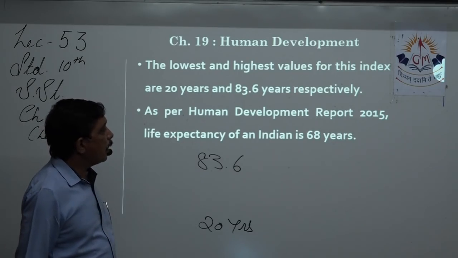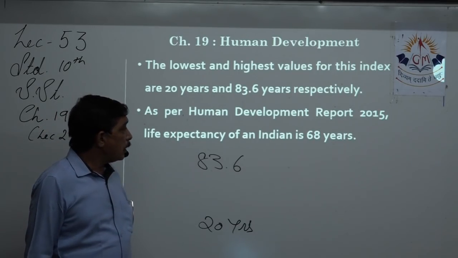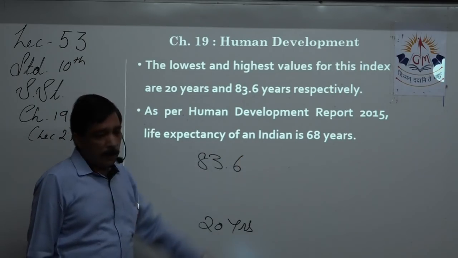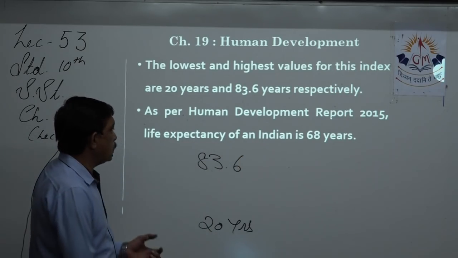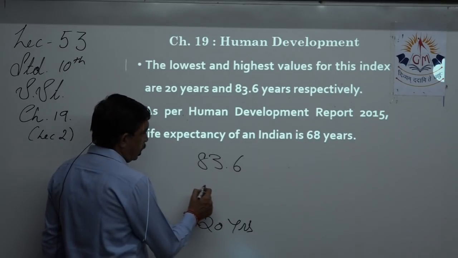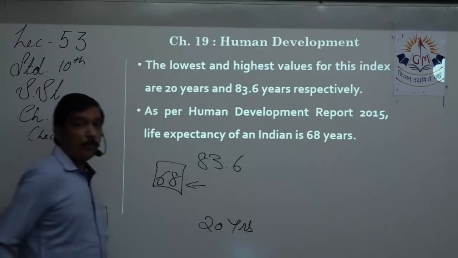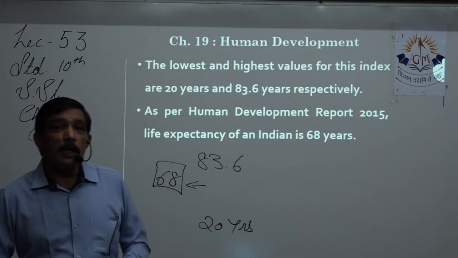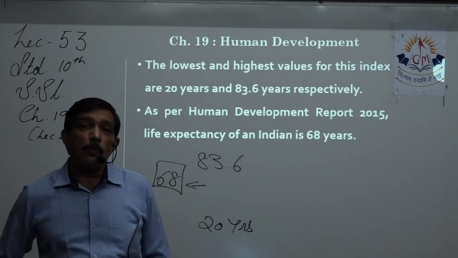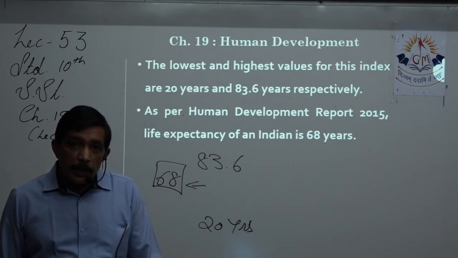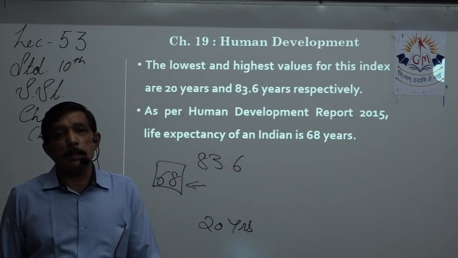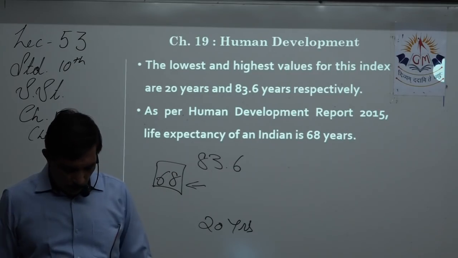As per Human Development Report 2005, life expectancy of an Indian is 68 years. They fall somewhere in the middle. 68 years, quite a good one. Yes, that means a normal adult in India, a normal Indian citizen, is expected to live at least 68 years.